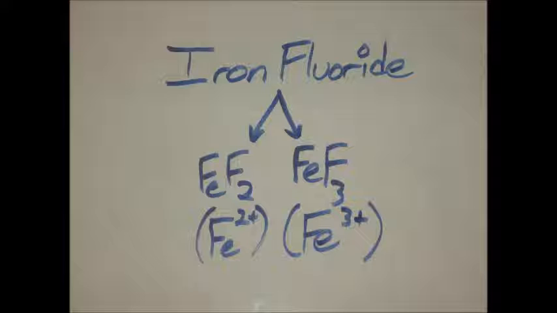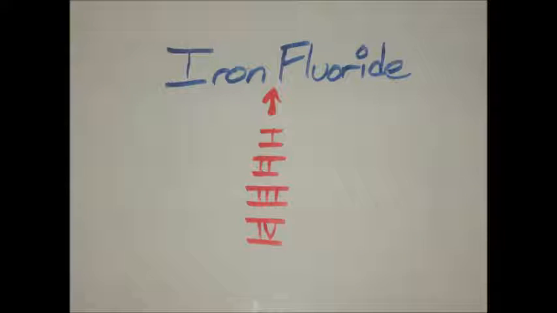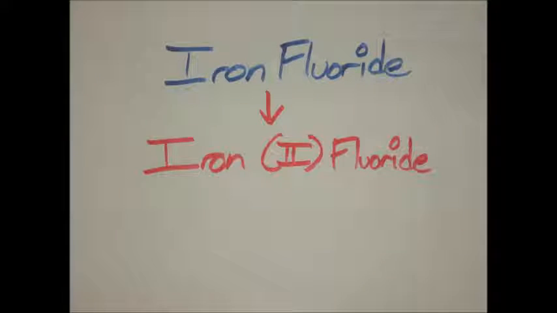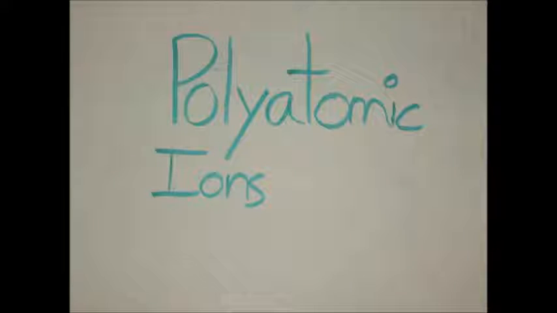Chemists have decided that the best way to fix this problem was to include the charge of the cation by placing the charge between the cation and anion. Roman numerals are used to show the difference. So instead of iron fluoride, the name could read iron (II) fluoride.